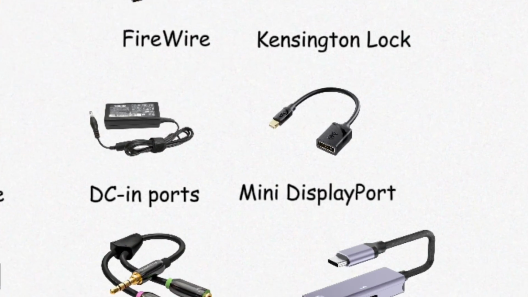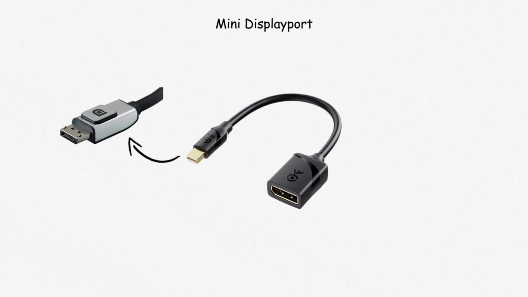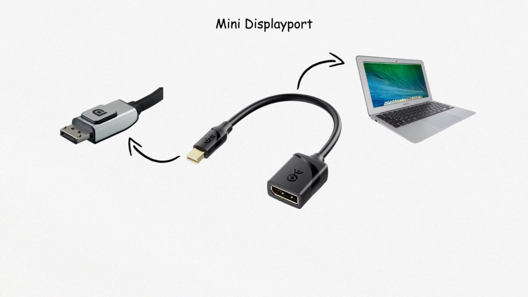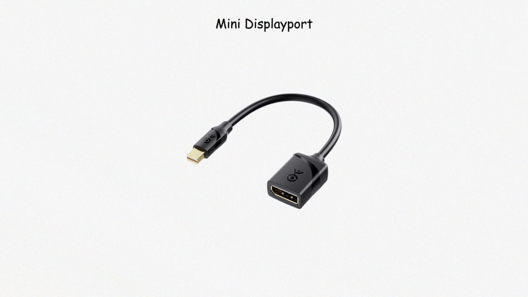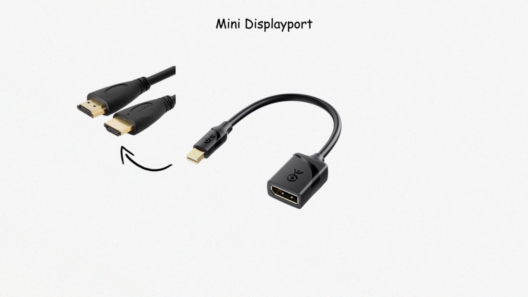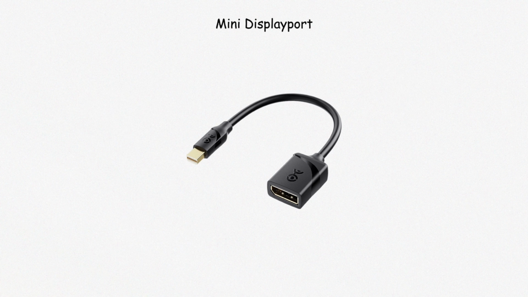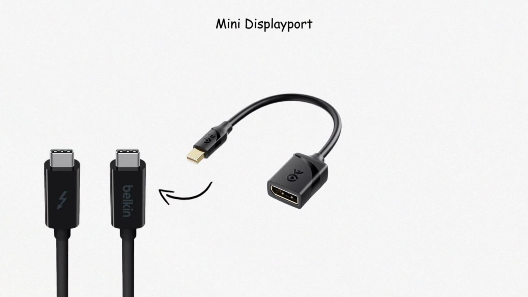Mini DisplayPort is a smaller version of DisplayPort. It was used on older MacBooks and Microsoft Surface devices. Like full-size DisplayPort, it supports high resolutions and audio. Mini DisplayPort can be adapted to HDMI, VGA, or DVI. It has largely been replaced by USB-C and Thunderbolt in newer machines.